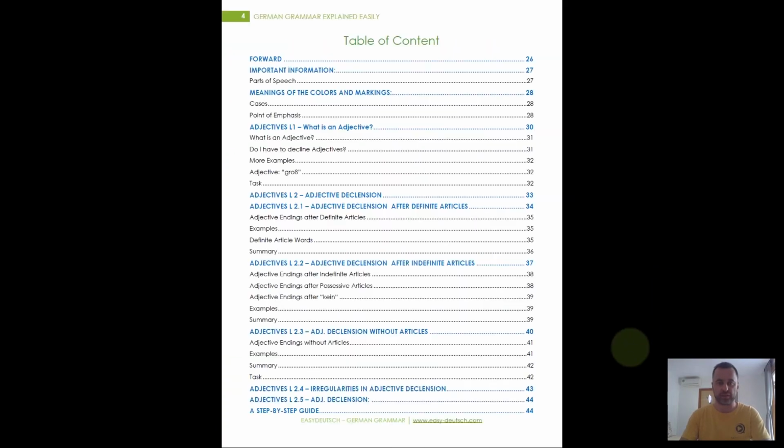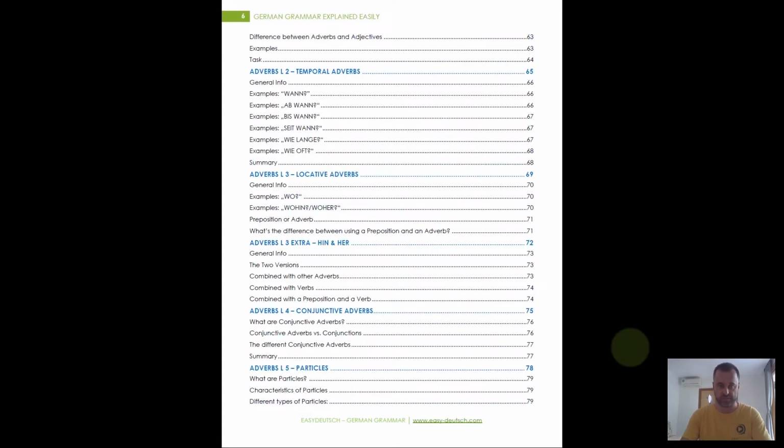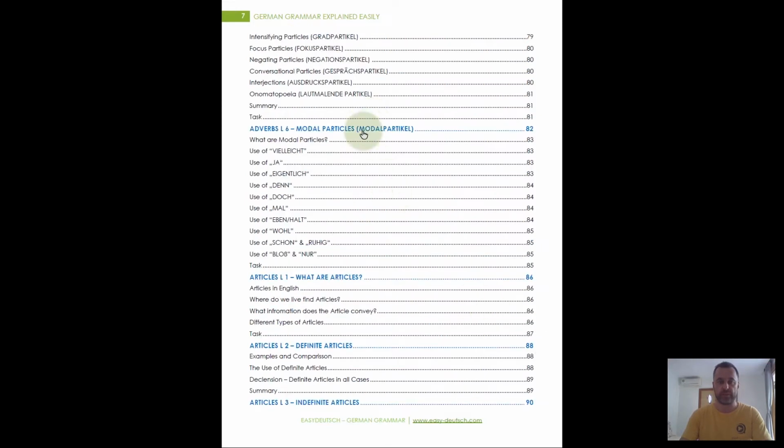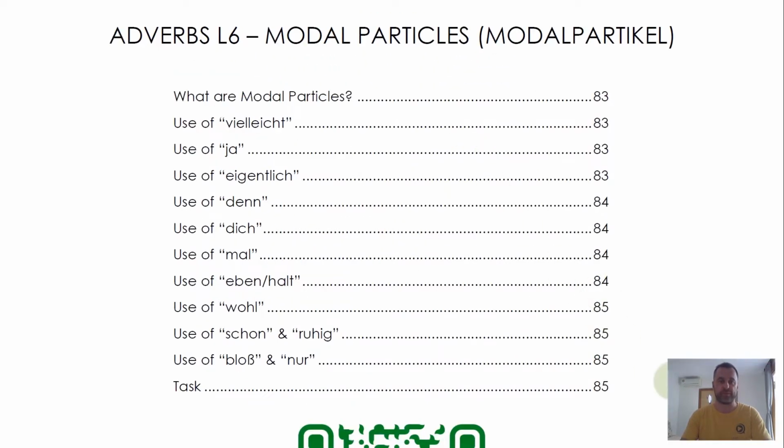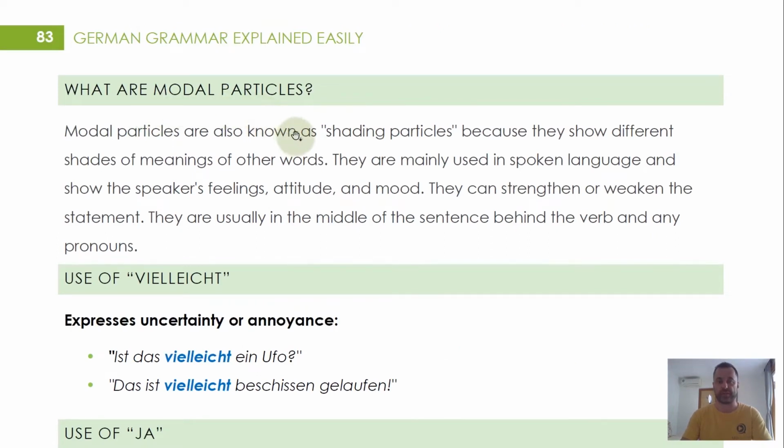Today's topic is German modal particles. Let's jump right in because we have quite many of them. Modal particles are also known as shading particles because they show different shades of meaning of other words or sentences. They are mainly used in spoken language and usually express feelings, attitude, or mood. You strengthen or weaken the statement, and usually you use them in the middle of a sentence behind the verb and any pronouns. So, those are the ones that show feelings.